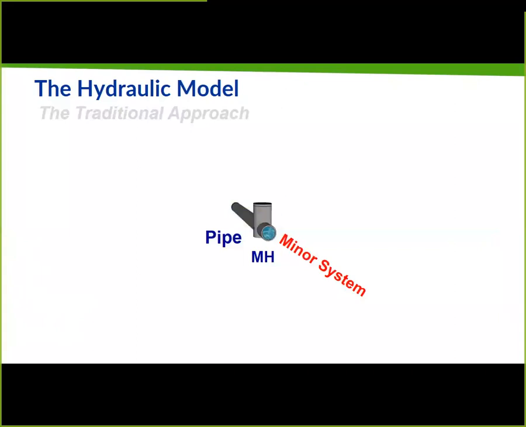First, I'm going to talk a little bit about the traditional approach that engineers would use in terms of analyzing this sort of problem. Typically, engineers would really just look at the pipe system. This is all of the buried infrastructure that's underground, out of sight, out of mind. That system is typically called the minor system, and it does not include the overland network. So it kind of ignores everything that happens at the surface.